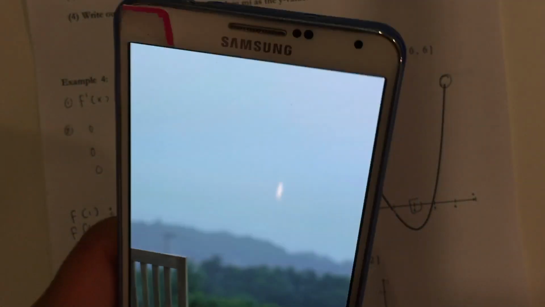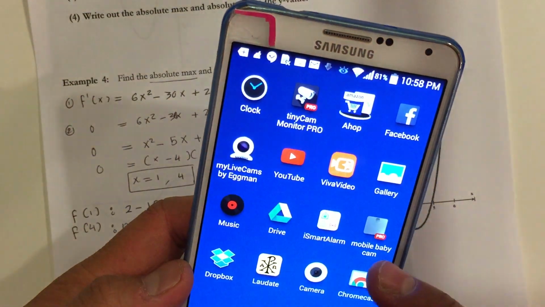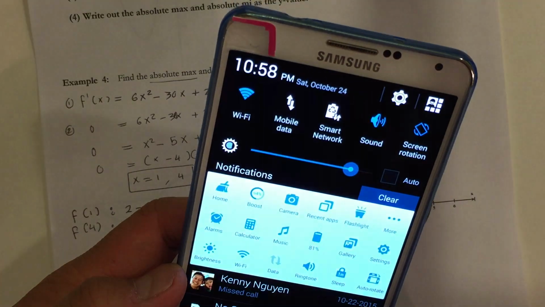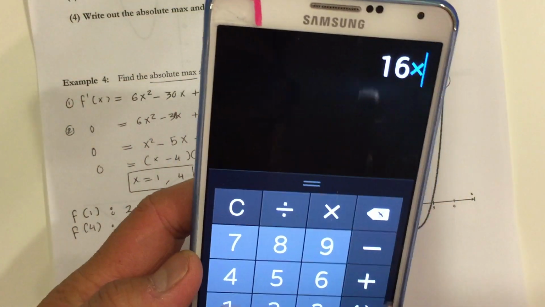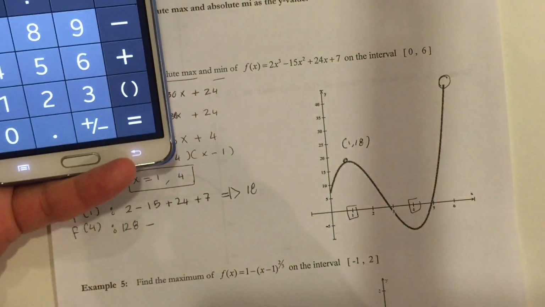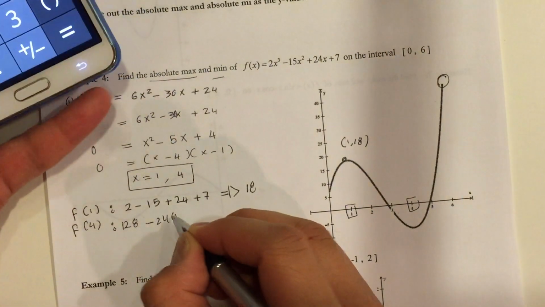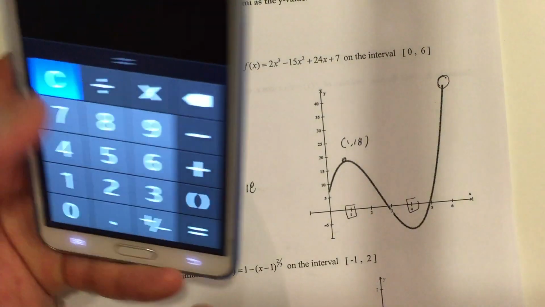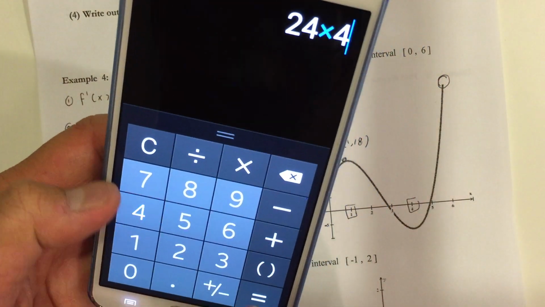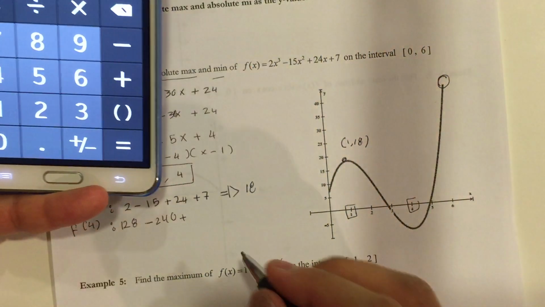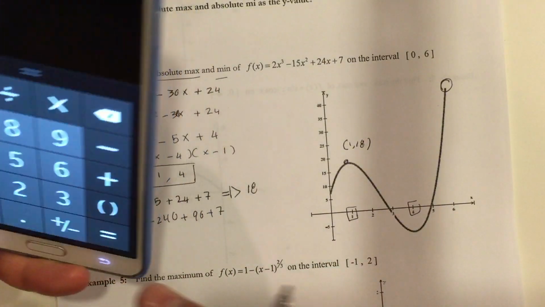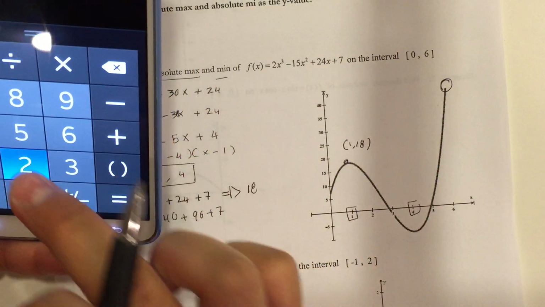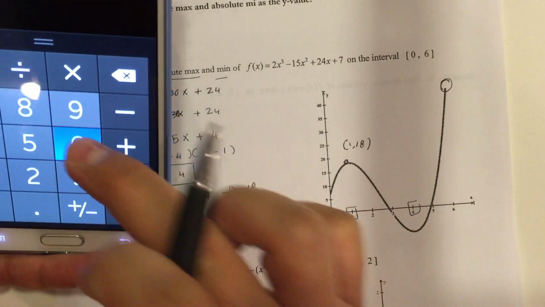Let me pull up my calculator real quick here, guys. 16 times 15 is 240. Plus 24 times 4, that's 96. Plus 7. And then I take 128 minus 240 plus 96 plus 7.